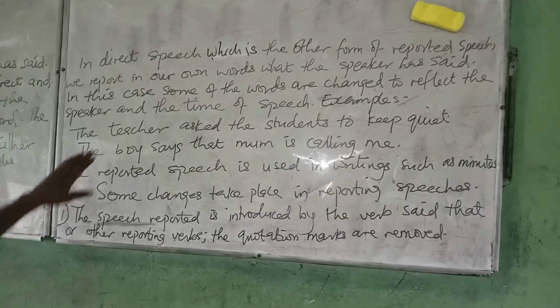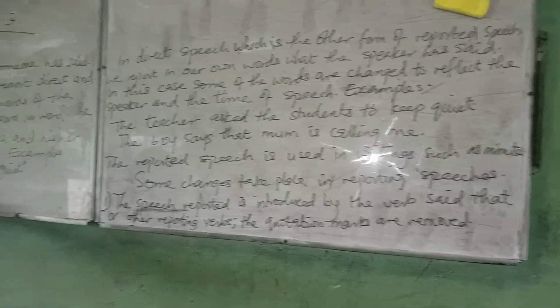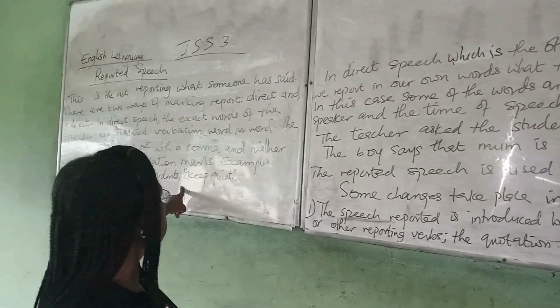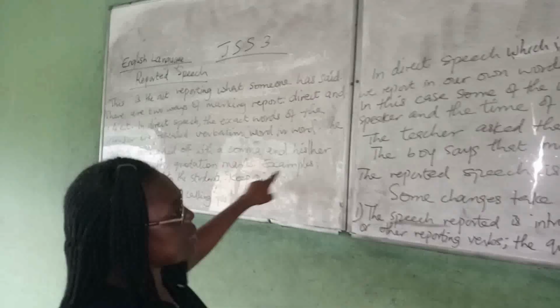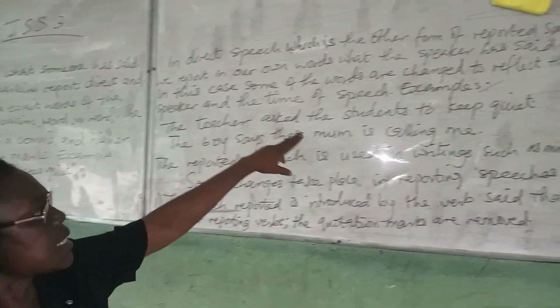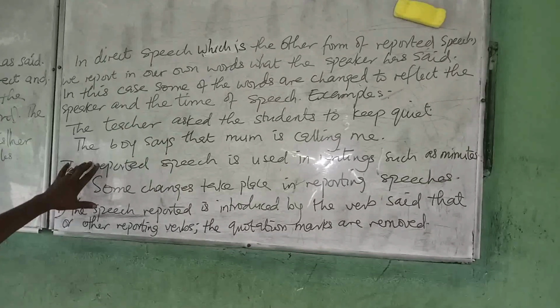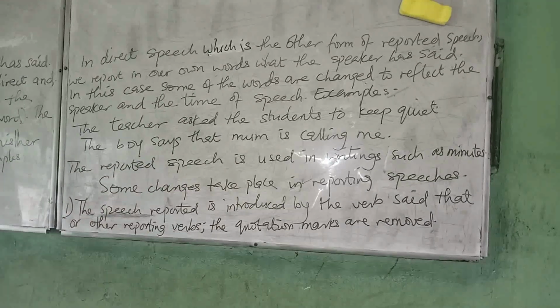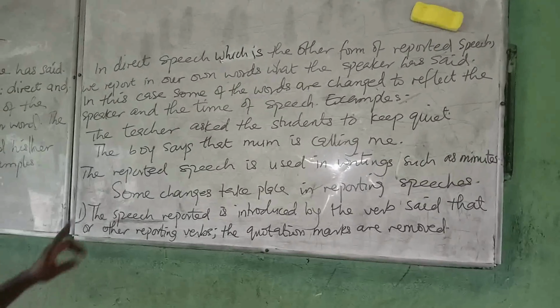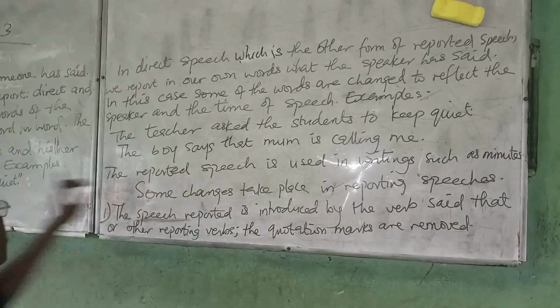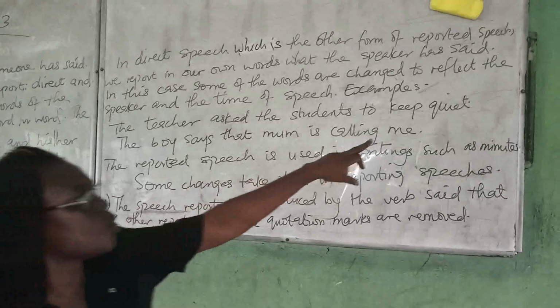For example, the other one I have here: the teacher said to the students, "Keep quiet." Now reporting: the teacher asked the students to keep quiet. Then the boy says that Mom is calling me. You notice here that I have "you" in that sentence. It has changed to "me."